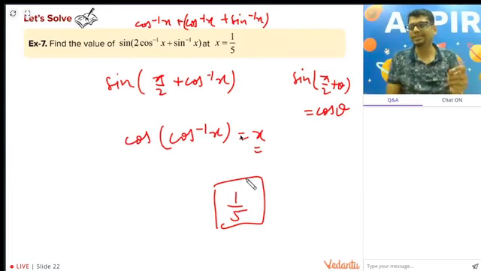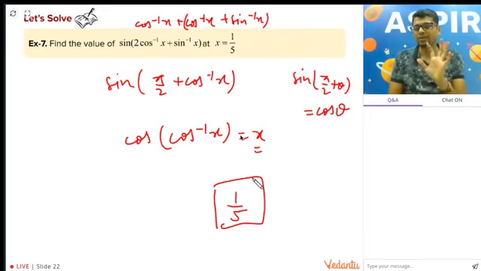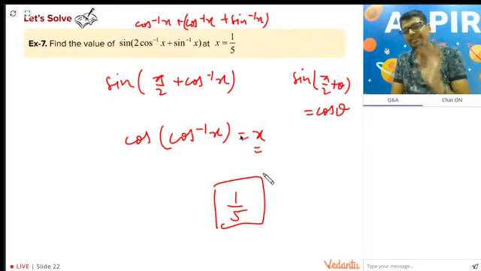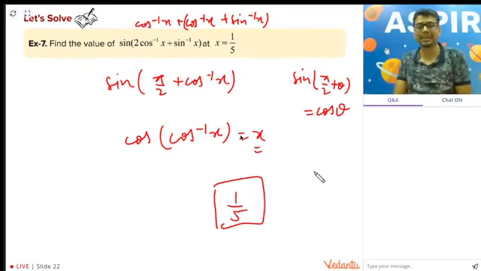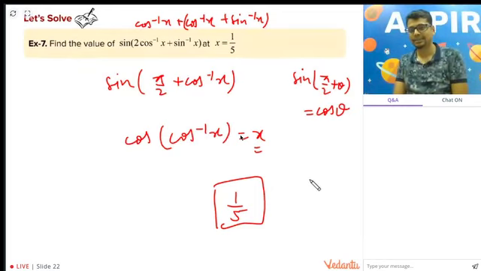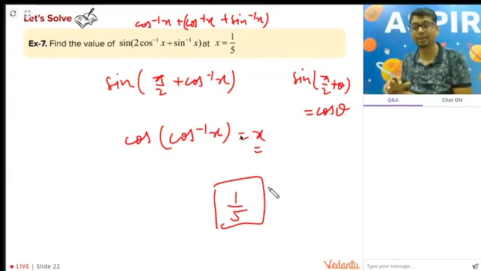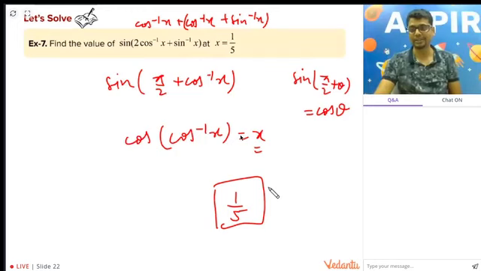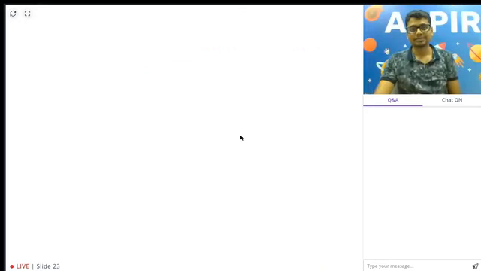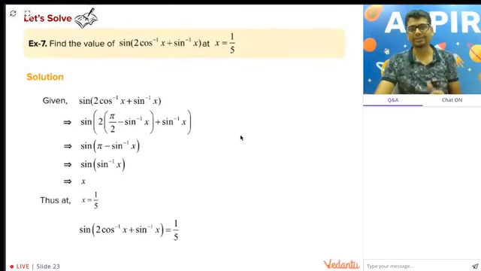Sin inverse x plus cos inverse x is pi by 2. So that means pi by 2 minus cos inverse x is sin inverse x. And pi by 2 plus cos inverse x is not minus sin inverse x. Nothing like that. I hope everyone is fine. Sanjana, I just replied to you, it is nothing like that. And again, let me repeat, tan inverse x is not sin inverse x divided by cos inverse x. Nothing like that. All right, that's it. So yes, 1 by 5.